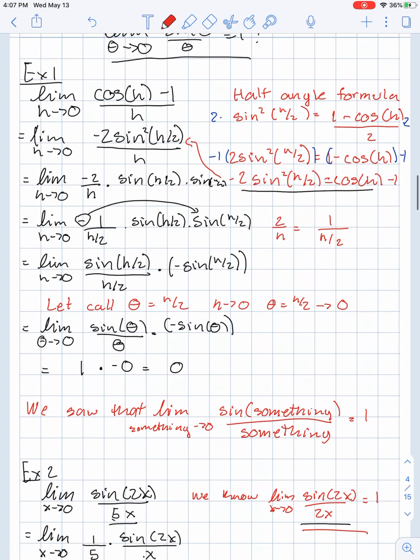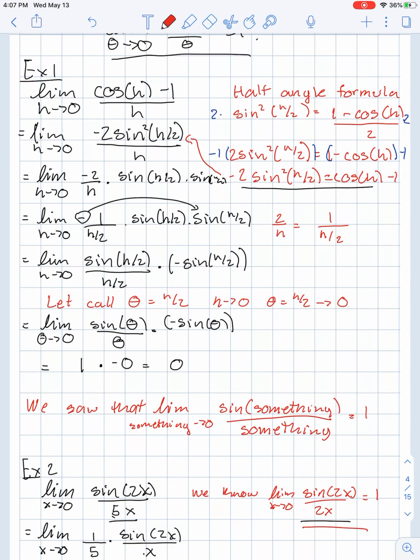So, ones that you might not even think about. Our first example: we have the limit as h goes to 0 of (cosine of h minus 1) divided by h. That doesn't have sine in it at all. Like, what am I supposed to do? So let's pop over to this red section right here where I've written the half angle formula.